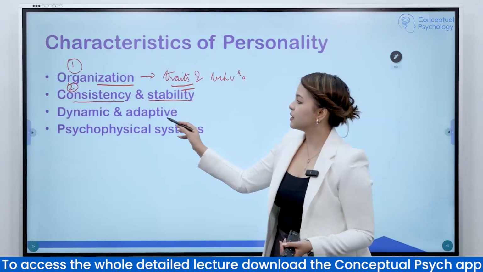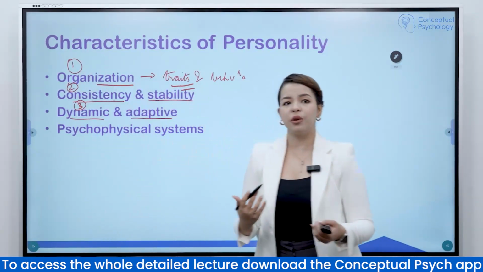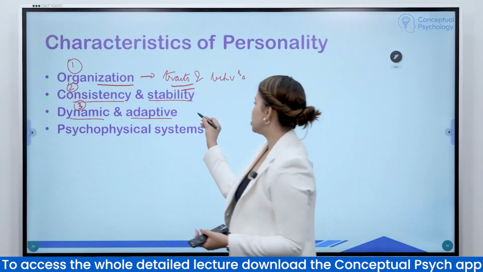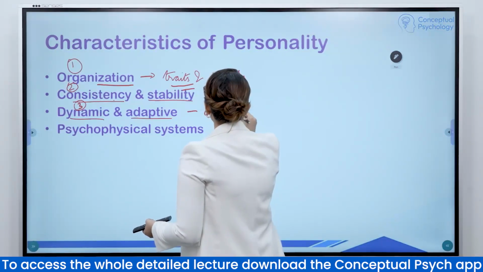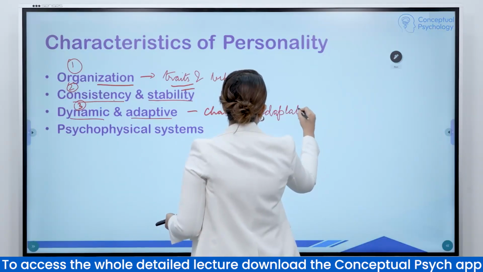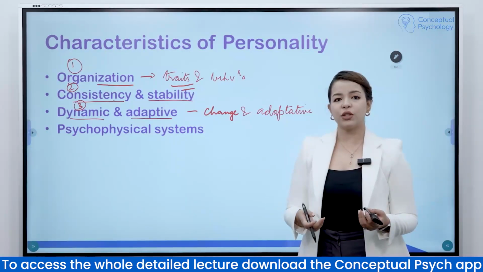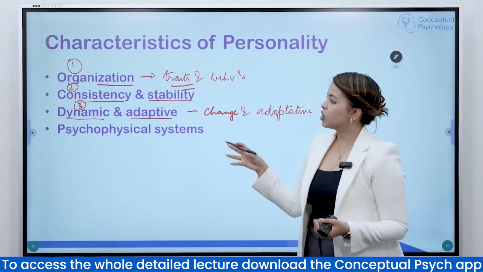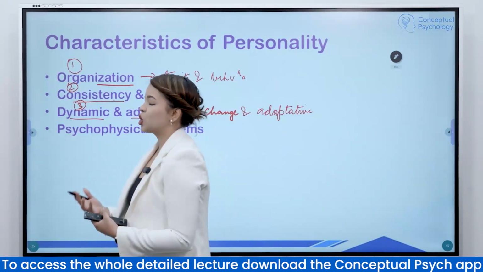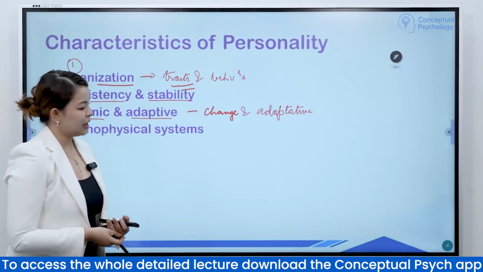Number three is dynamic and adaptive. So dynamic, I have already explained why it is dynamic. Because our personality allows change as well as adaptation to our ever-changing environments. So though there is some part of our core traits which remain consistent and stable over time, there is always an element of our personality which is changing and ever evolving to adapt to our ever-changing environments.